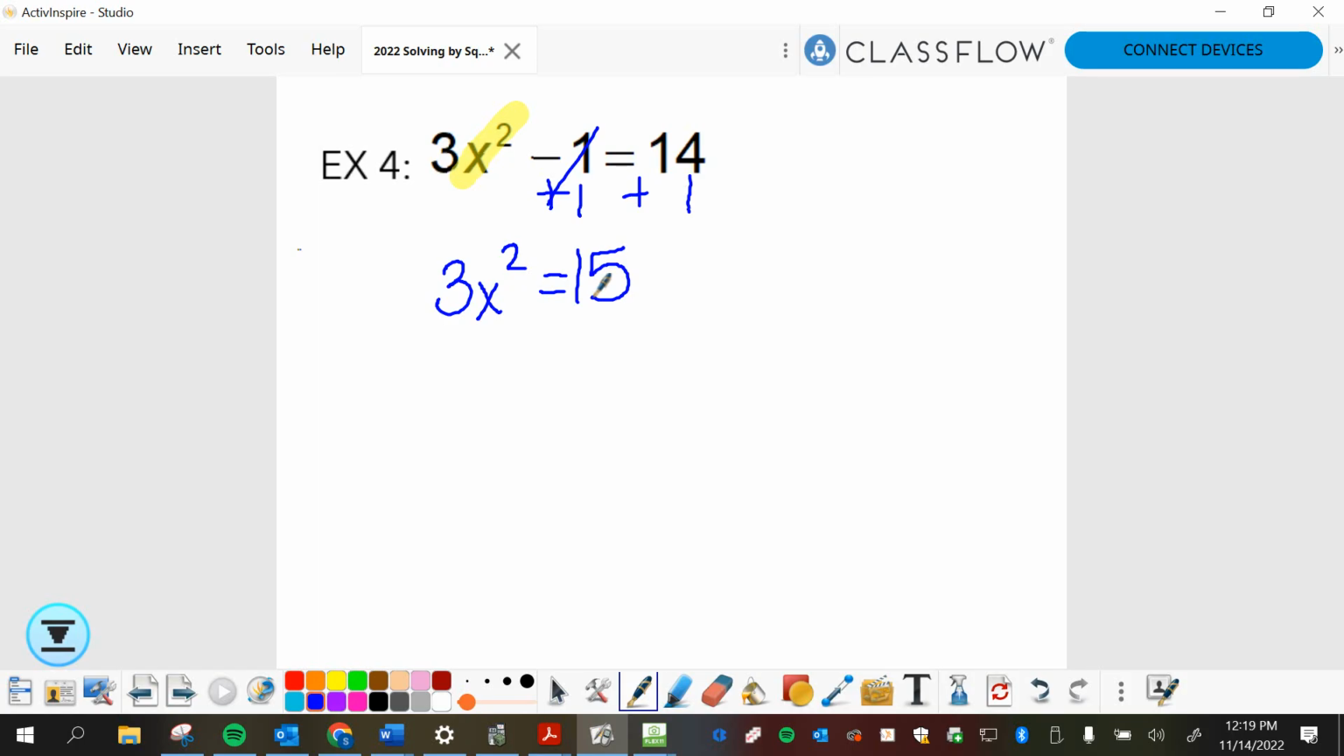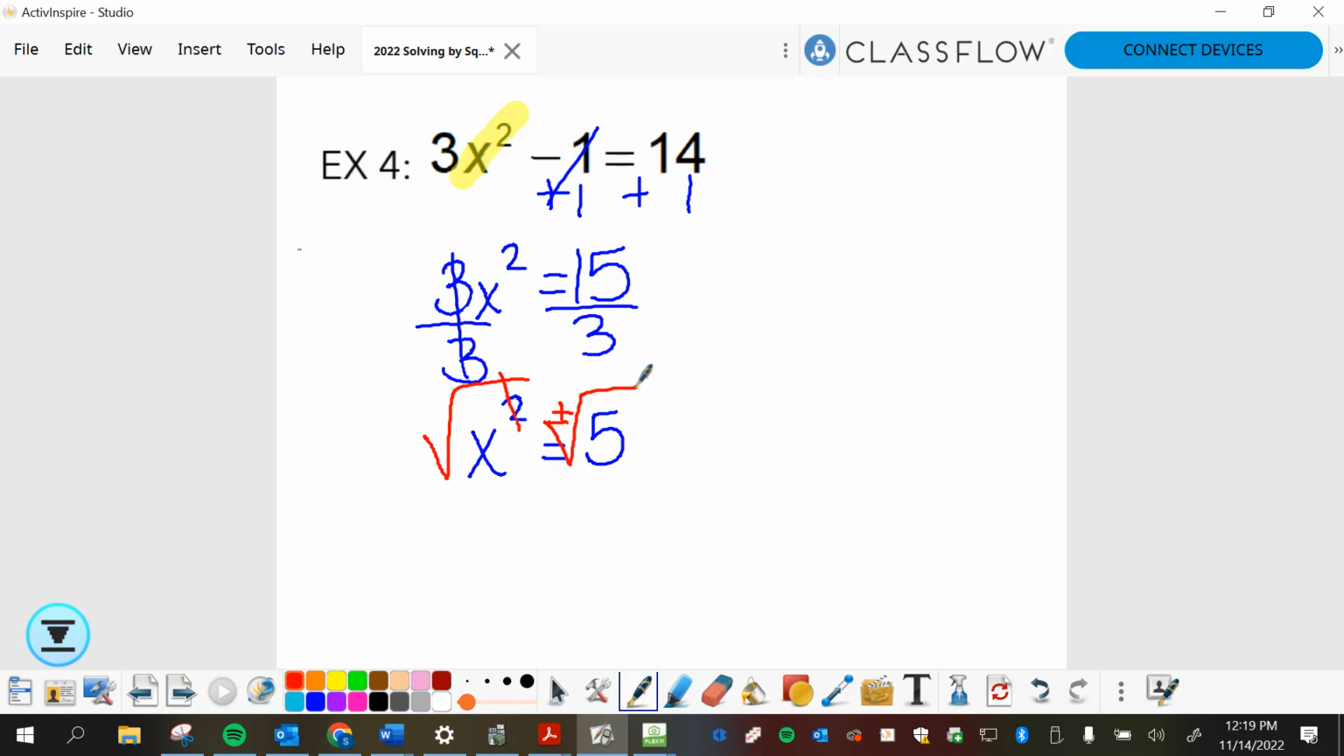Okay? All right, then we're going to divide by 3, right? So we divide by 3. So we have x squared equals 15 divided by 3. Nice little 5. Right? All right, now we have our squared term isolated. Now we can apply the square root property. So we square root the left side to get rid of the square. Positive and negative square root on this side.